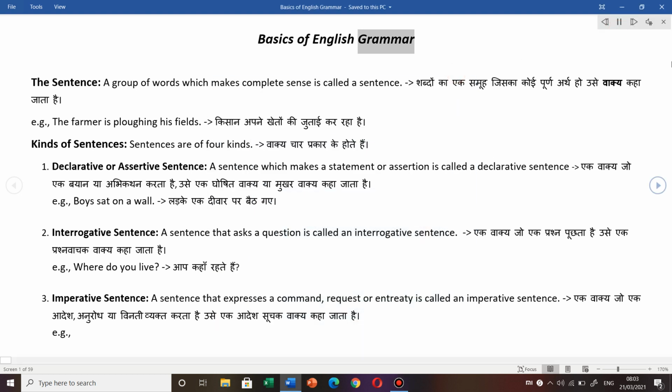Basics of English grammar. The sentence. A group of words which makes complete sense is called a sentence. For example, the farmer is plowing his fields.